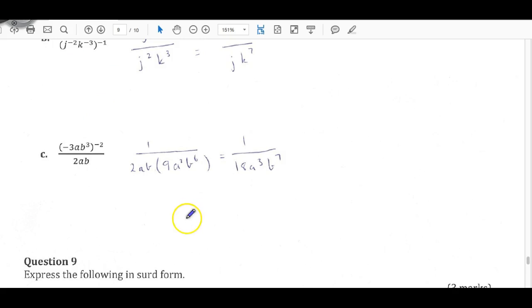What have I actually done here? I have done something in 2 steps. So this I've brought to the bottom because of this negative power, and also done that squared at the same time. So -3 squared is 9, and then I've got A squared B^6, and then I've just expanded the bracket.